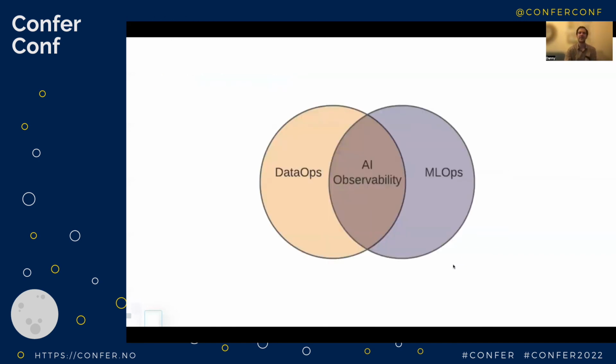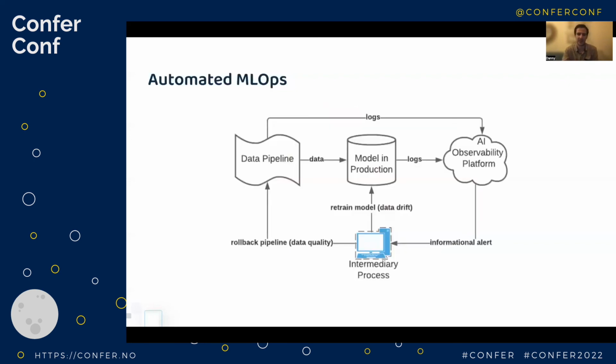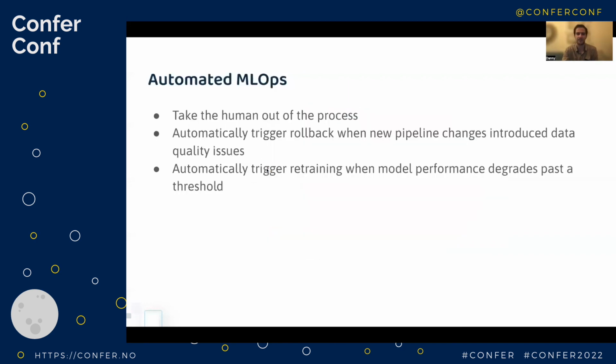Again, this brings us back to AI observability sitting not squarely within MLOps, but at the intersection of DataOps and MLOps, because in order to be able to automate this process that we were just seeing, it's not enough to get observability into the model in production. You need to get observability into the data pipeline as well. So just to quickly overview what we saw with automated MLOps, it really takes the human out of the process. It allows you to automatically trigger a rollback or automatically trigger a retraining, depending on what the right thing to do was.